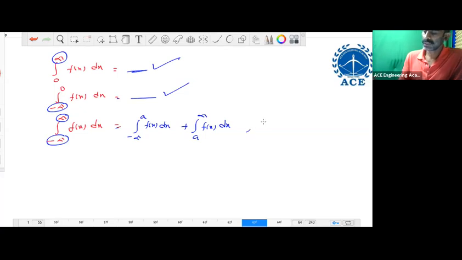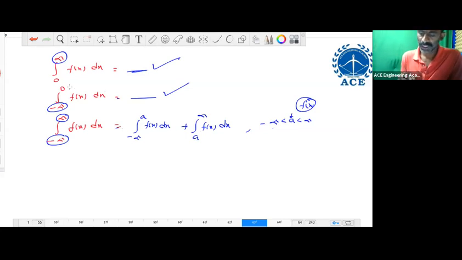The condition is minus infinity less than a less than infinity. Between minus infinity and plus infinity, we choose some point, and the condition is f of x should be finite at this chosen point. We can choose any point between minus infinity and plus infinity, and we write the integral as a sum of two integrals like this. But the condition is, at this chosen point a, the function should be finite.